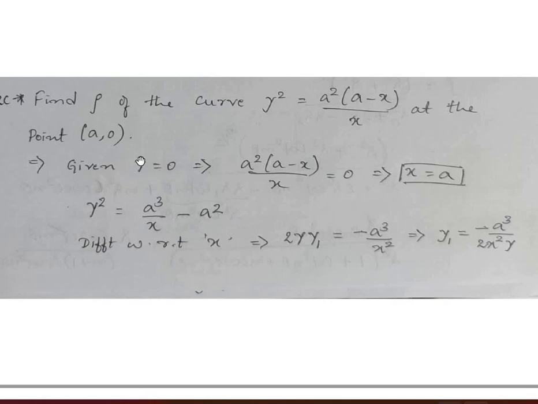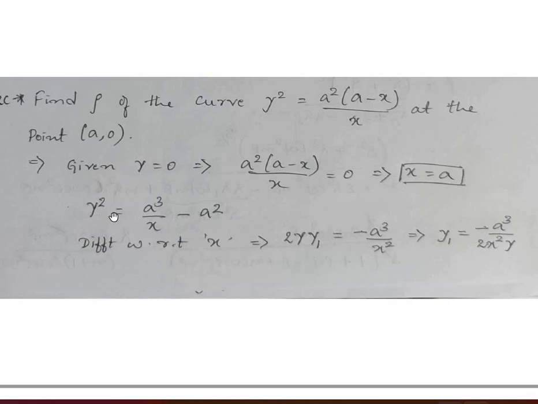Given y equal to 0, we can establish the value of x. If they don't give the value of x, they will say that the given curve cuts the x-axis, which means y equal to 0. If they mention it like that, you can write y equal to 0 and find the value of x. Therefore the point of intersection is (a, 0). So consider that curve and differentiate it with respect to x.